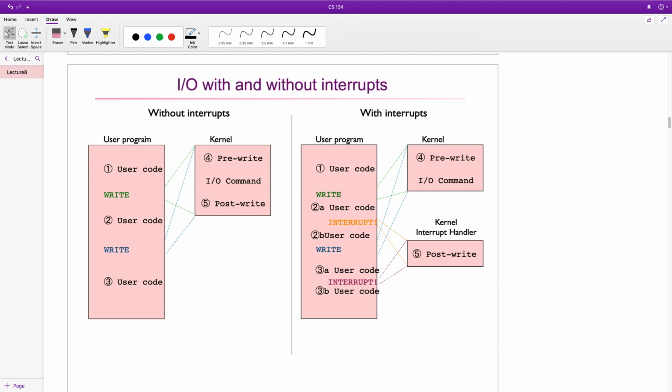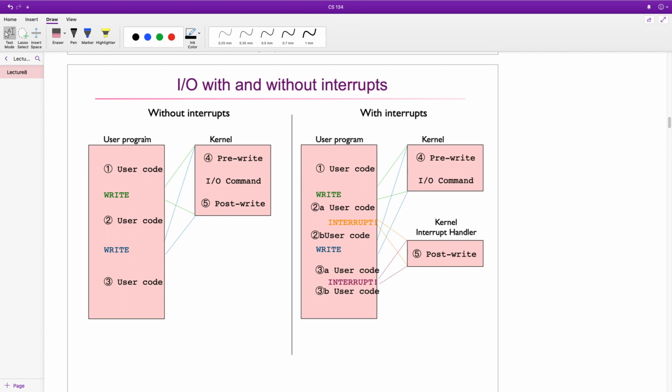So in the interrupt case, it looks slightly different. We run our user code. We do a write. The write says, OK, let's do the pre-write stuff, and let's issue the actual write to the device. And then let's just return. Okay. So we return to the user code. And part of this pre-write is going to say, hey, when you're done, let me know. Okay? So, you know, you hired a gardener to go dig a bunch of flower beds, and you just say, give me a call or text me once you finish, as opposed to sitting there and watching him.